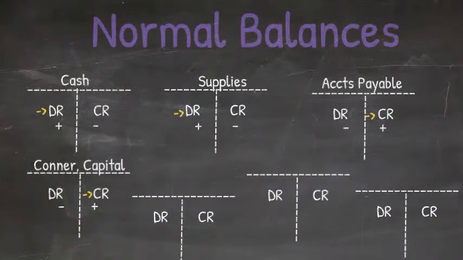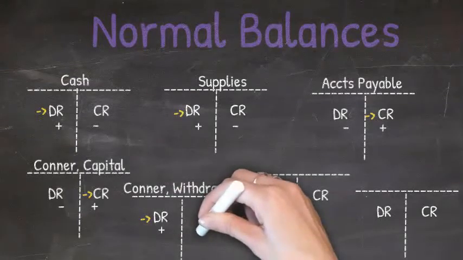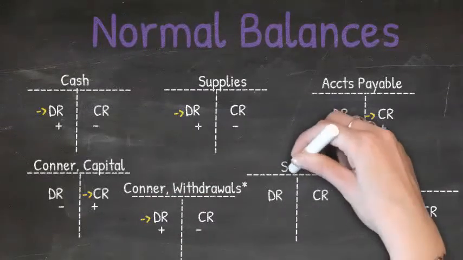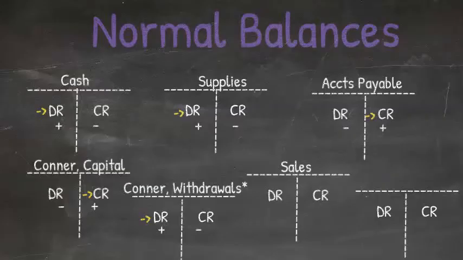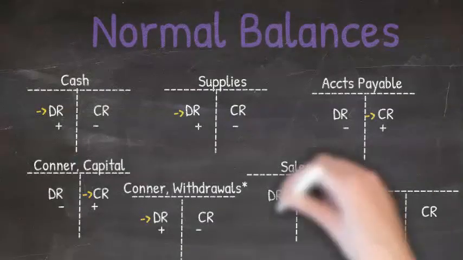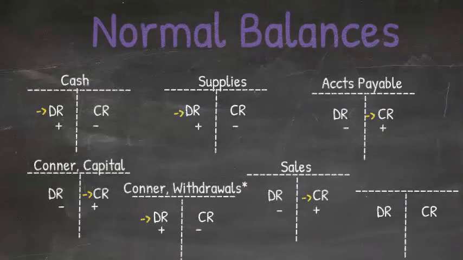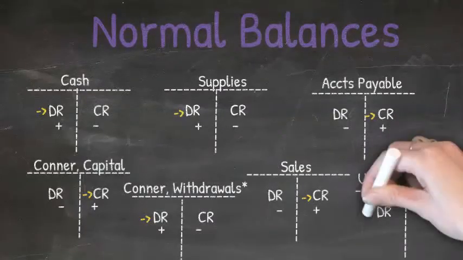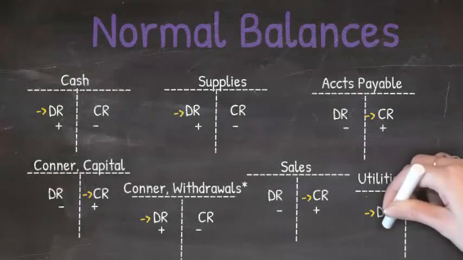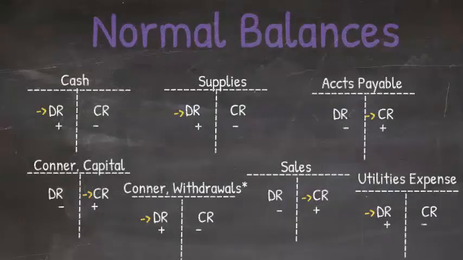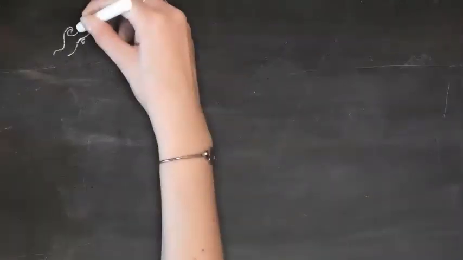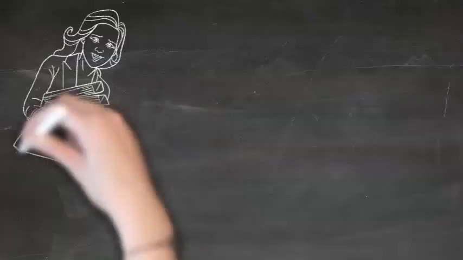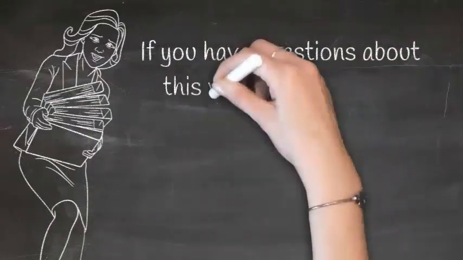The withdrawals account is a negative equity account. It's a contra account, so its normal balance is on the debit side. To increase withdrawals, you debit it. To decrease it, you credit. Sales is a revenue account that increases equity. Its normal balance is a credit, so you increase it on the credit side and decrease it on the debit side. Utilities expense decreases equity, so its normal balance is a debit. You increase it on the debit side and decrease it on the credit side. It will take a lot of practice to get comfortable using T accounts, but remember, they're just a different way to structure addition and subtraction problems.